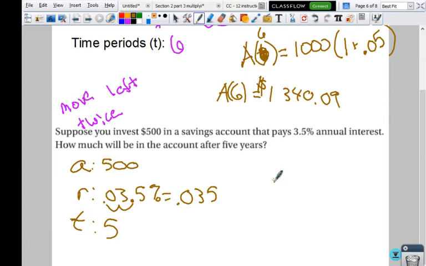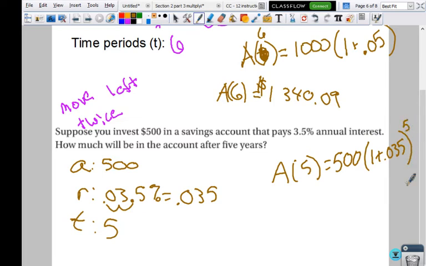So we're going to go A of 5 is going to equal, let's see, we started with 500, and then it'll be 1 plus 0.035 to the 5. And you just plug that straight into decimals. Which question? You plug it in, Dazen?